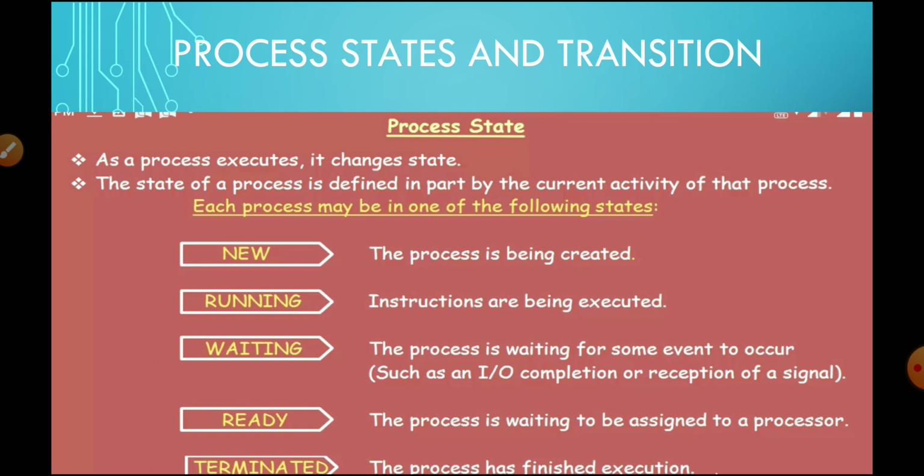And the last one is called the terminated state. From the name itself we must have understood that the process has finished its execution. When the process has finished its execution, we say that it is in the terminated state. So these are the main states in which a process can be, and different books or different systems may use different words to denote these states.